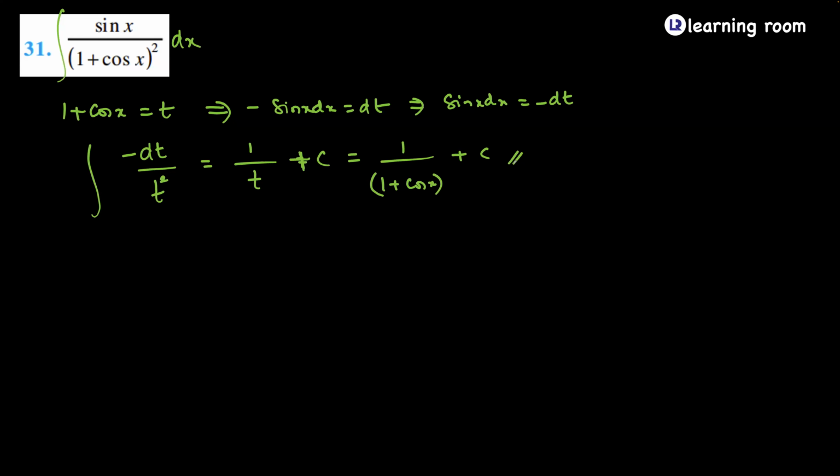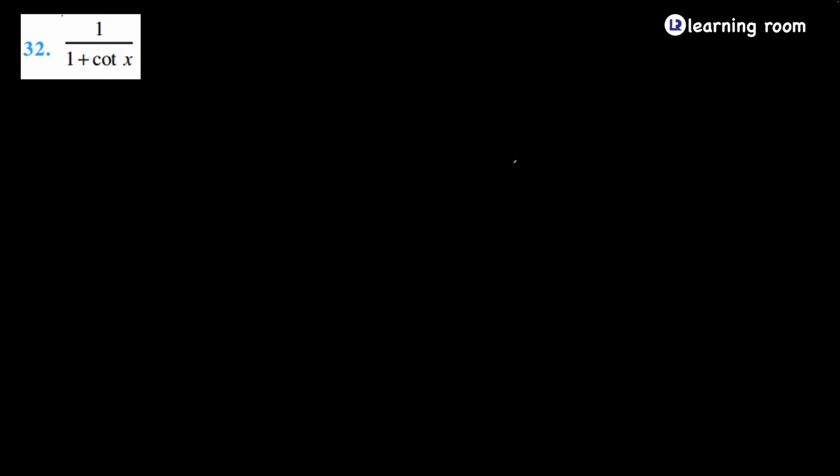Right? So the 32nd question is, find the integral of 1 divided by 1 plus cot x. Right. So how can you write cot x as cos x divided by sin x? You're going to add, and it will become the integral of sin x divided by sin x plus cos x dx.